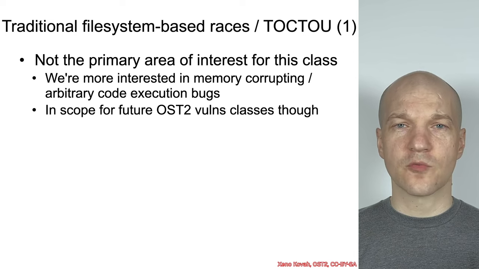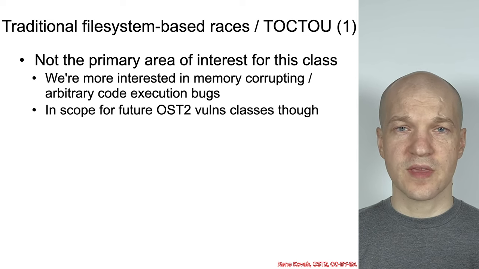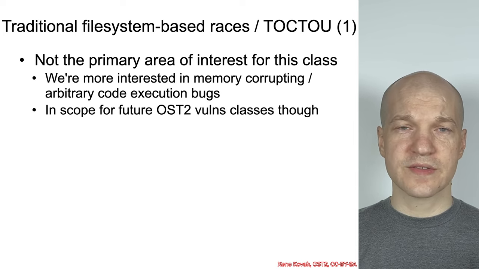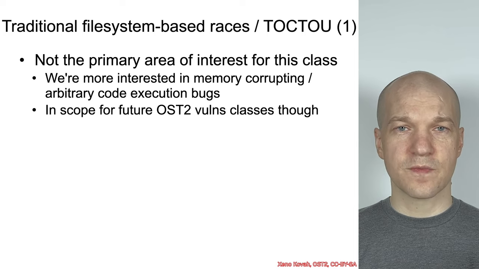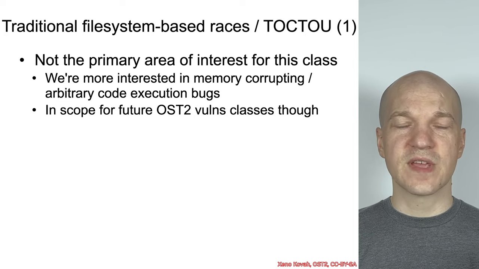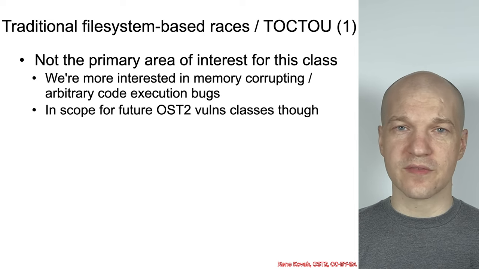Now, I just want to point out one type of race condition, the traditional file system-based time of check, time of use. It's been discussed quite a bit since the early 2000s, but it's specifically out of scope for this class. Not because it isn't a race condition, but because the mitigations and the behaviors and just the description of it don't fit in with all the other types of bugs that we cover in this class and the previous class.